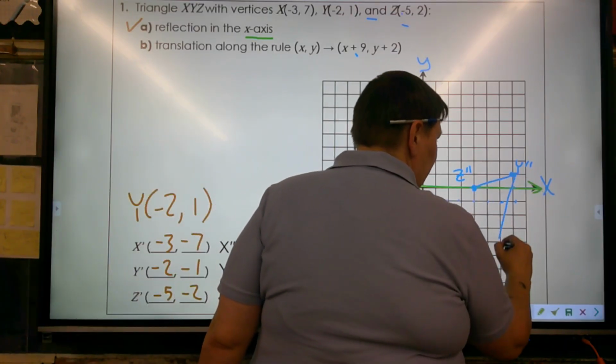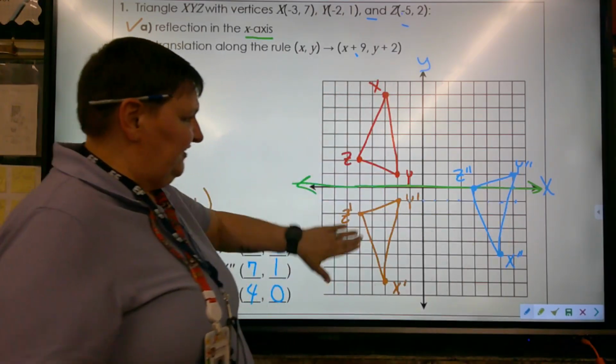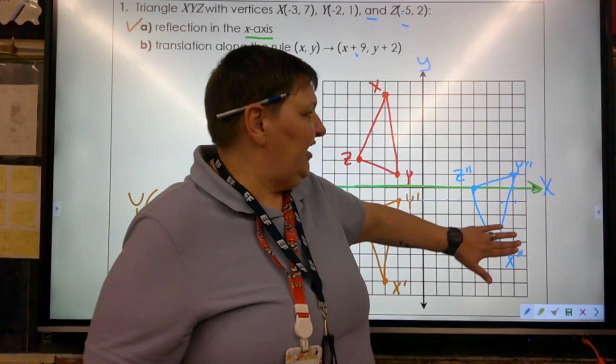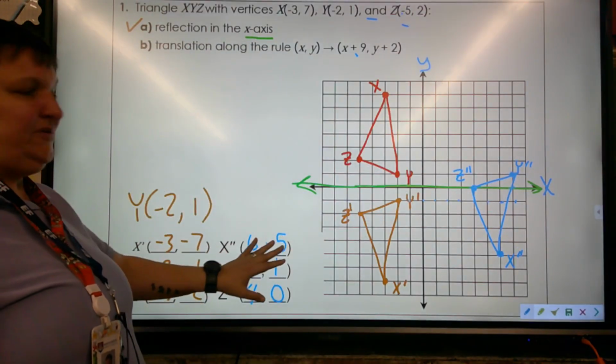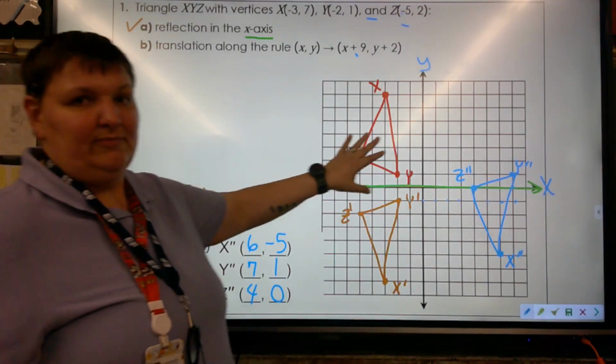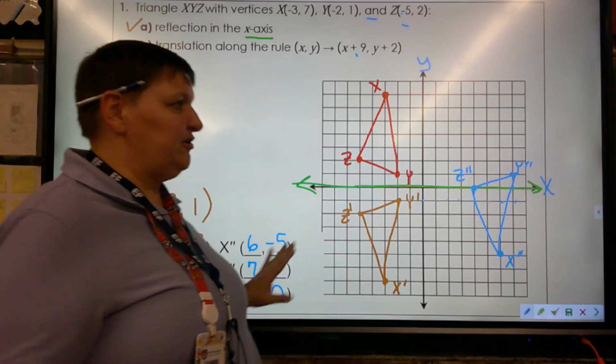Alright, so now we took that shape that we had reflected and we moved it 9 to the right and 2 up. And we have all of our coordinates because we did it by math. If you do it by counting squares, that's fine, but you have to go back and get your coordinates.